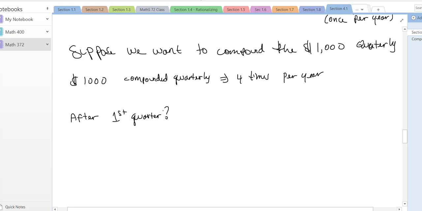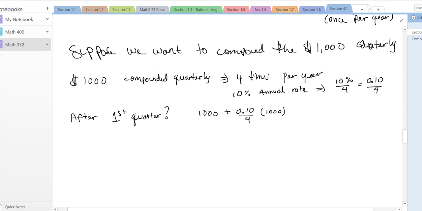So after the first quarter, you're going to have 1,000, the amount invested, plus the interest earned in that quarter. Well, how am I going to compute the interest earned in that quarter? The interest rate is 10%, but this is the annual rate, right? So 4 times a year means that I'm going to have to say 10% divided by 4. So 0.1 divided by 4. So for the first quarter, it's going to be 0.1 divided by 4 times $1,000.